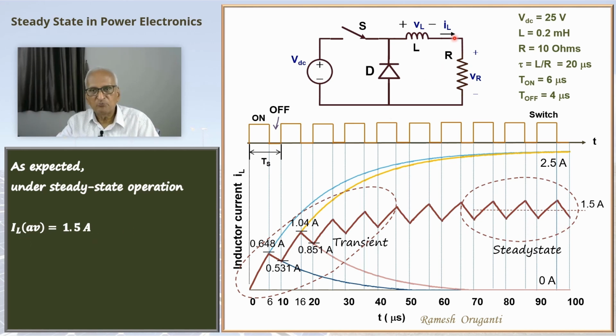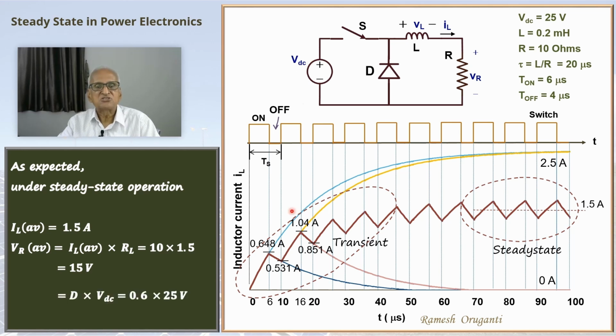So with IL average 1.5 amperes, we can calculate the average of the resistance voltage, VR average, the output voltage, which will be average current times the resistance value, 1.5 times 10, which is 15 volts. We have already seen that the expected DC voltage is duty cycle times VDC, which is 0.6 times 25, which is 15 volts. So that is the direct calculation of the output voltage.